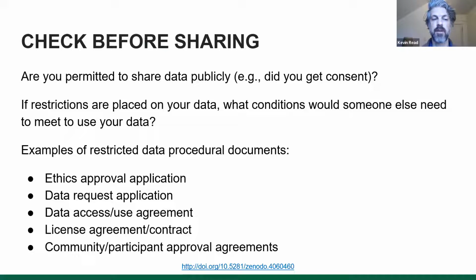Examples might be they have to go through ethics approval. They might have to fill out a data request application. They might have a use agreement which only allows them to do certain things with your data, or a license, or community participant approval. What's important is that whether you can share or not, you describe what someone would need to do to gain access. There are many reasons why you can't share, and mainly it's because it might be harmful to a participant or to a company you might be working with.